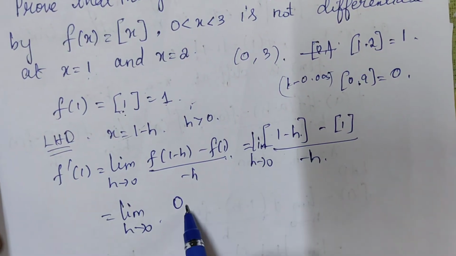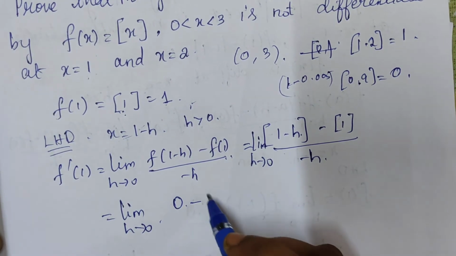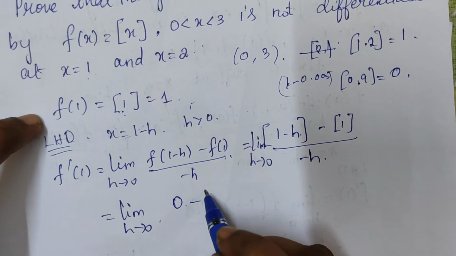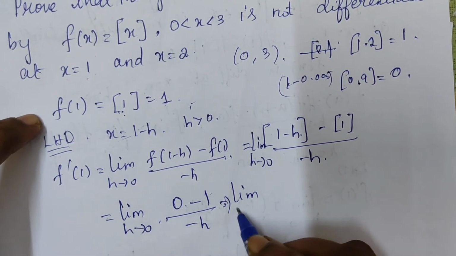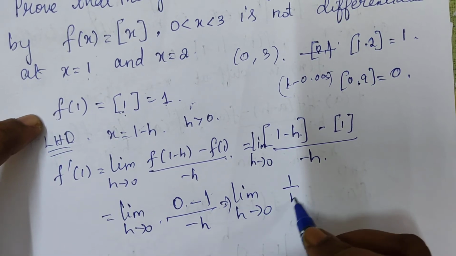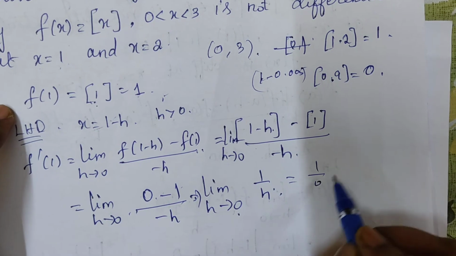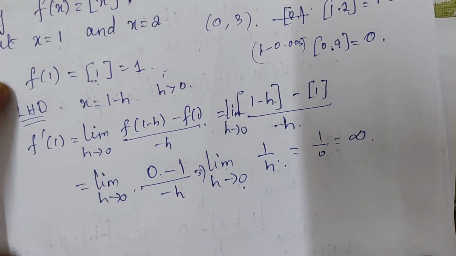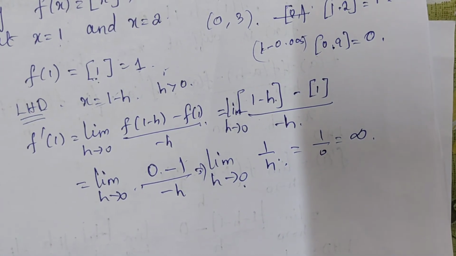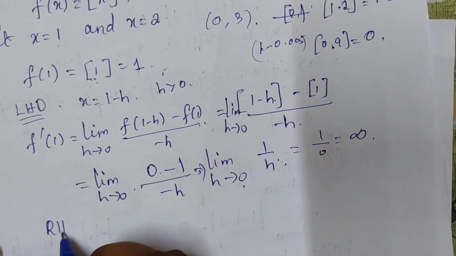So we will get 0 here, minus 1, the greatest integer function of 1, divided by minus h. So we get limit h tends to 0 of 1 by h. After substituting h as 0 in the expression, we get 1 by 0, which is infinity. So the left hand derivative does not exist. So we don't have to speak about the right hand derivative, it is not necessary, but still we can calculate it.